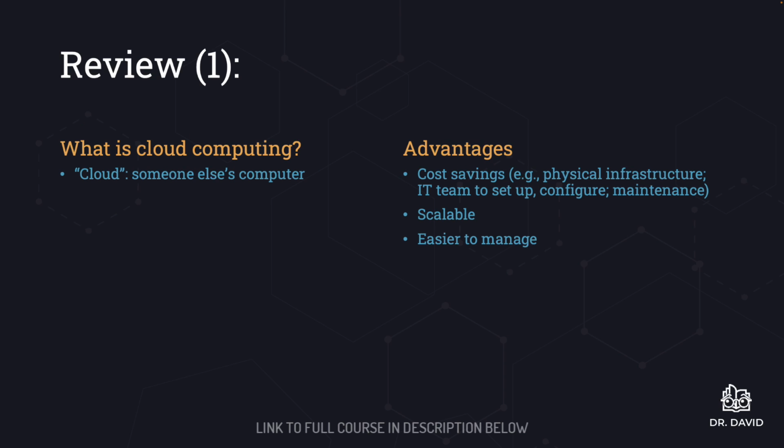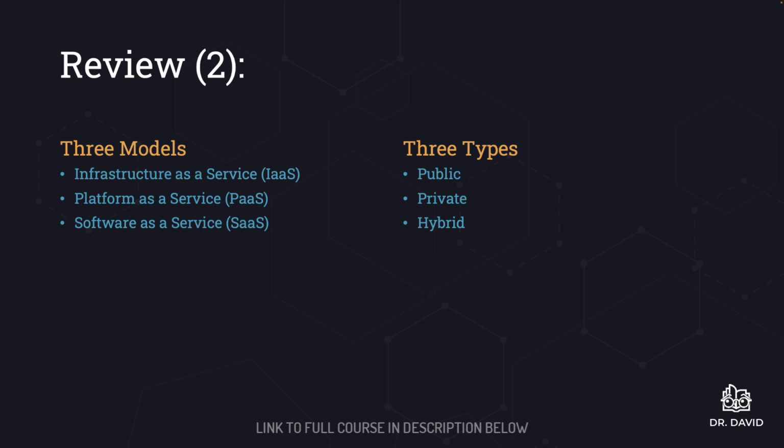In this lecture, we have gone over the basics of cloud computing. Remember, a cloud is just someone else's computer. Advantages include cost savings, scalability, and being easier to manage. The 3 models are infrastructure as a service, platform as a service, and software as a service. And the 3 ownership types are public, private, and hybrid.